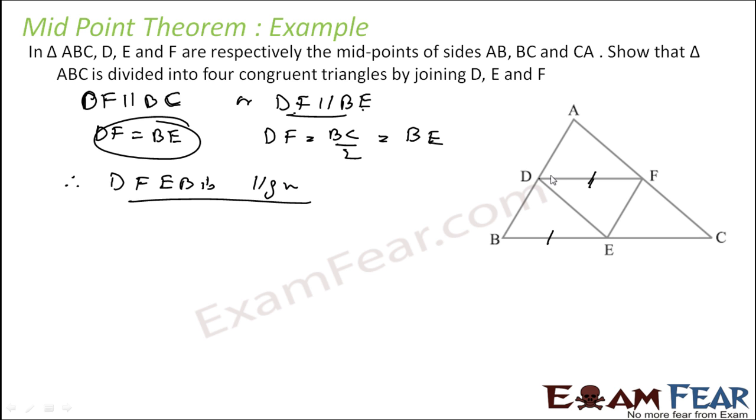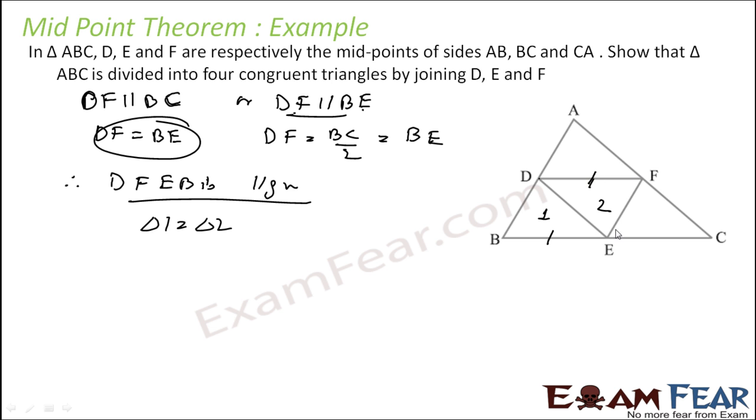Now if DFEB is a parallelogram, DE is a diagonal. If DE is a diagonal, then this triangle and this triangle are congruent. Correct? Because a diagonal will bisect the parallelogram into two congruent triangles. That is what we have seen. So therefore I can say that triangle 1 is congruent to triangle 2. Correct?